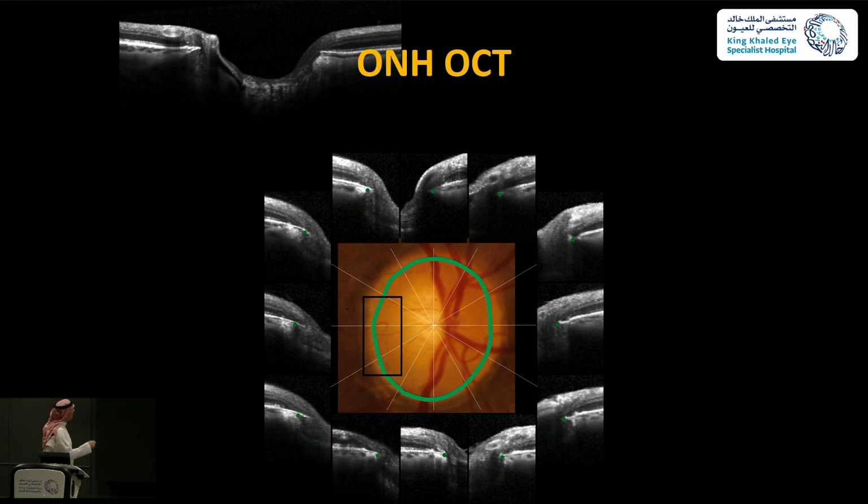So why is the opening of Bruch's membrane very important? Because if we see here, the opening of the Bruch's membrane constitutes the true neuroretinal canal, or the space in which the axons pass to constitute the optic nerve head. Now, we segmented the Bruch's membrane opening, and then we transmitted this segmentation onto the real-time disc photo that we have taken from the patient.